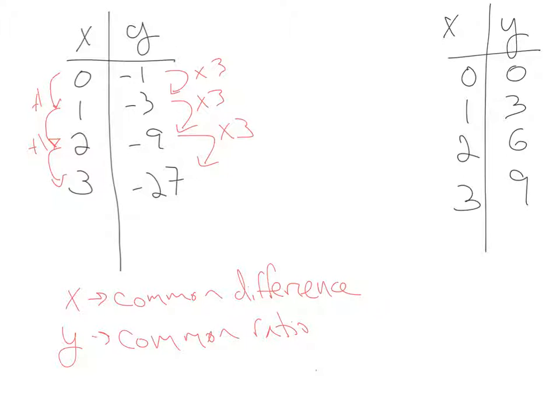Okay, let's look at our other function over here. Again, x has this common difference, and it's the same common difference, just plus 1 each time. Let's look at y. Y, in this case, actually doesn't have a common ratio. If it did, and we multiplied anything by 0, we just keep getting 0 and 0 and 0. In this case, we actually have a common difference. Add 3, add 3, add 3.